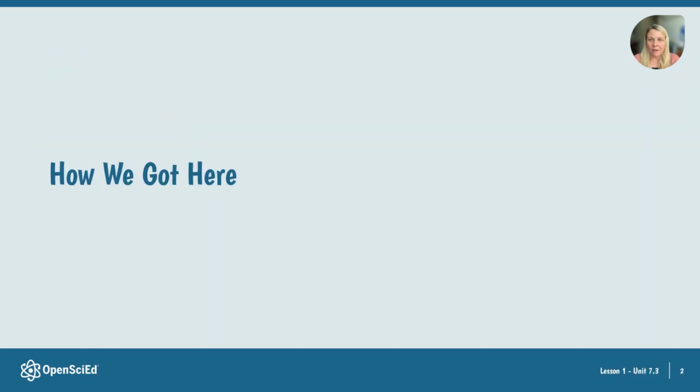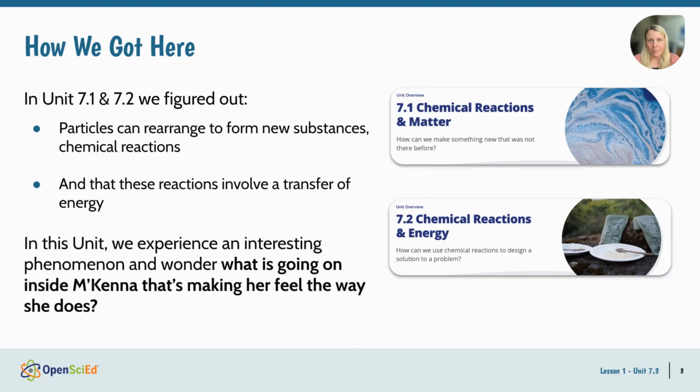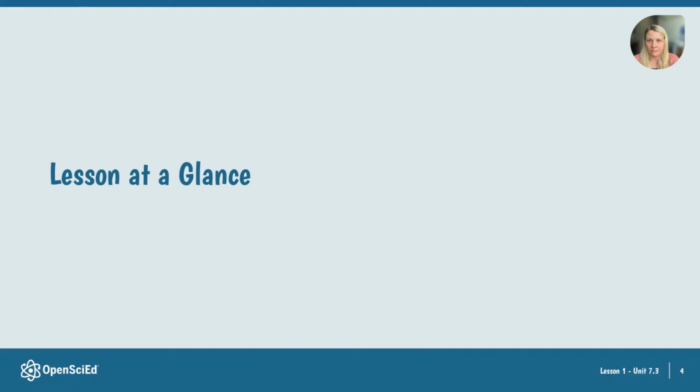Let's take a second, though, and think about how we got here. In our 2 units prior to this particular unit, 7.1 and 7.2, we have figured out that particles can rearrange to create new substances, and we call this process a chemical reaction. We also figured out in 7.2 that not only are new substances created, but energy is also transferred in this process. This brings us to Unit 7.3, where we're introduced to this new phenomenon, and we're left wondering what's happening inside of McKenna's body to make her feel the way she does.